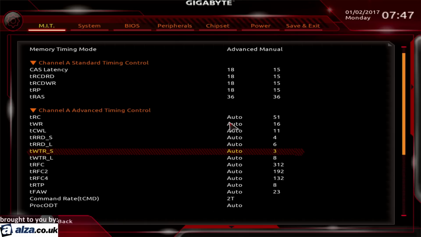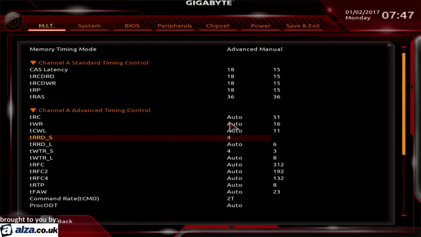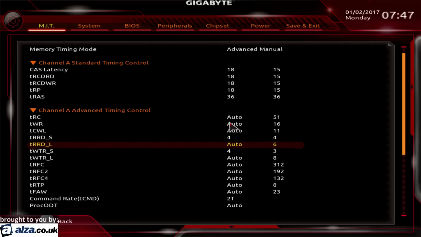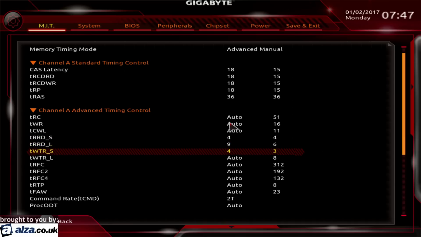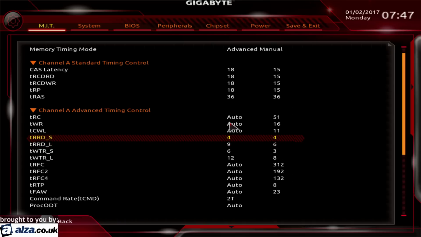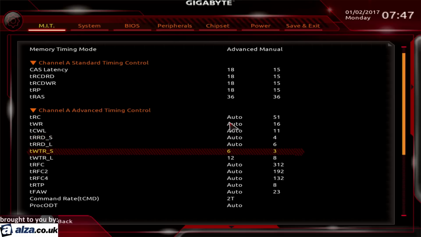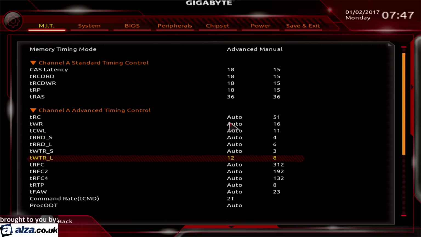TWTRS, similar story as the TRRDS. For some reason, the board just insists on keeping these two around 4 and 5. It auto-timed 4.12, and that doesn't work. So I ended up having to bump the underscore S ones up a bit for stability reasons. But again, your mileage may vary on that.